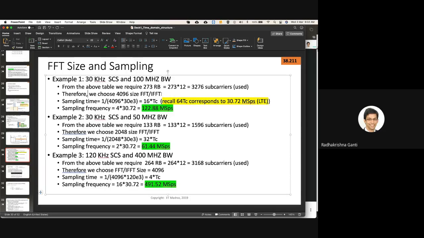Now, when you choose a 4096 FFT size, what is your N? N is 4096. So what will your sampling time be? It will be 1 by N into delta F, which is 1 by 4096 into delta F. That will be your sampling time, and you can see that this is nothing but 16 times TC, because TC was 1 by 4096 into 480 E3. So this is exactly 16 times TC.